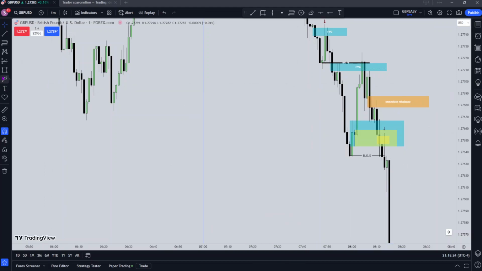ICT hasn't directly taught them, but he has spoken about them, and he has explained what it is when price trades back into the previous candle and then uses that to push away, and that's exactly what we're seeing happening. This order block is an immediate rebalance because it's trading back into the old wick. I know what I'm talking about, guys. I promise. I hope I do anyway. Immediate rebalance.